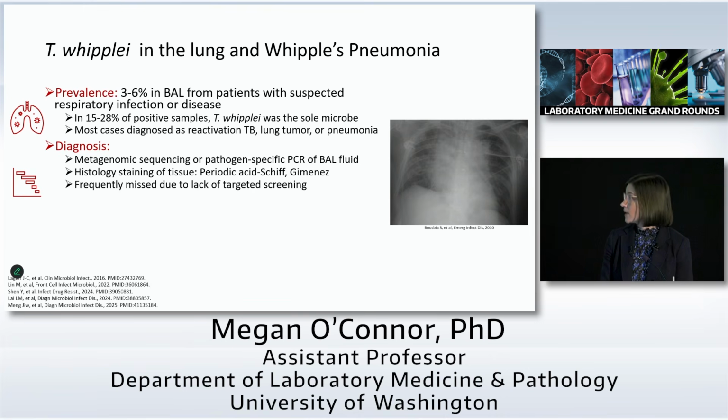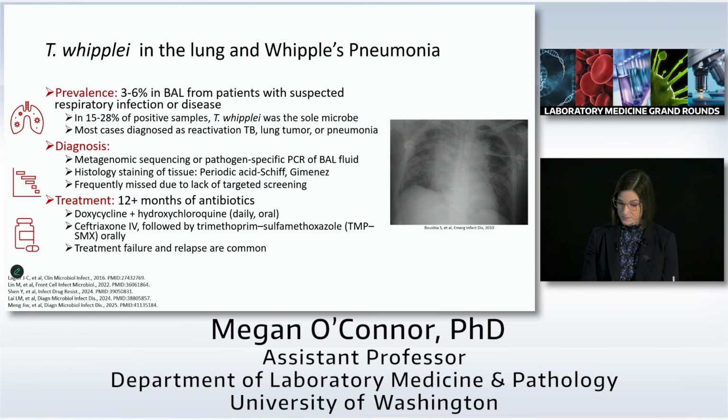Diagnosis of the lung infection does require either metagenomic sequencing or a pathogen-specific PCR of the bowel fluid. Also, if you have tissue, there's a variety of different histology stains that can be done, including periodic acid-Schiff, Jimenez, also a silver stain. And so because of these different tools for diagnosis, it can frequently be missed due to a lack of targeted screening. Treatment can be really long. So it can require over 12 months of antibiotics, either oral antibiotics or a combination of IV and oral. And there is a high chance of treatment failure and relapse, especially in individuals that are treated for less than 12 months.